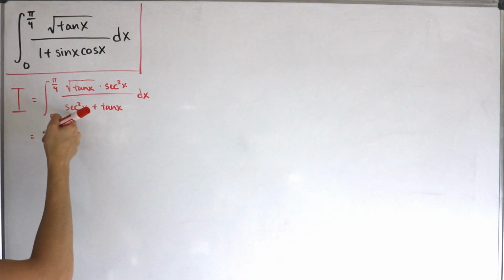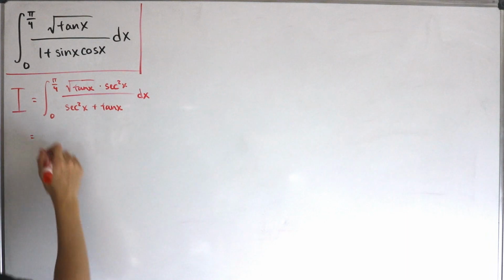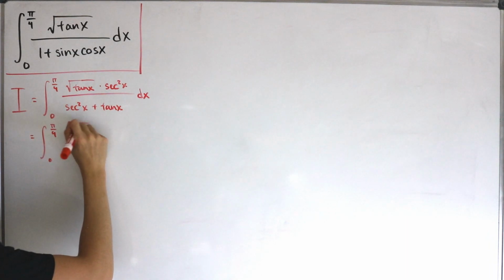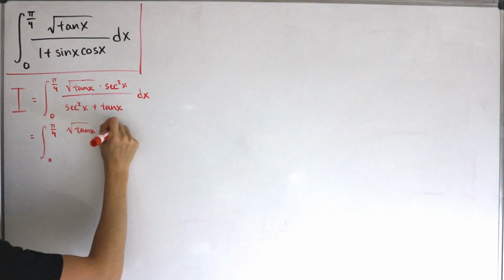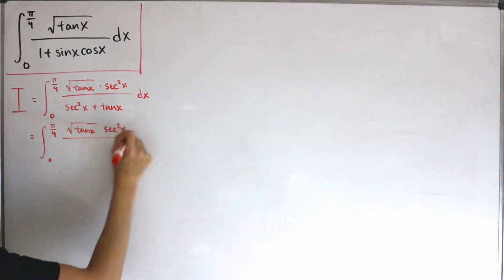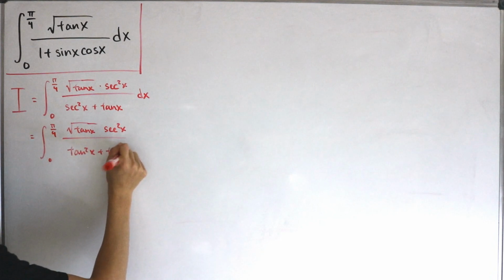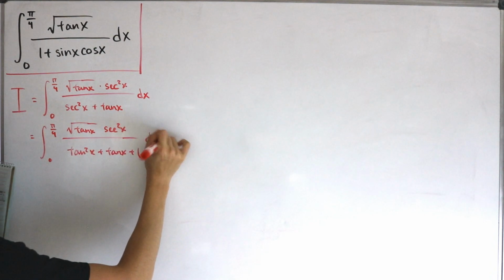With this in mind, we can simplify things even further by replacing secant squared of x with the identity tangent squared of x plus 1. So, putting in that new substitution, we have the square root of tangent x times secant squared of x, divided by tangent squared of x plus tangent of x plus 1, followed by dx.